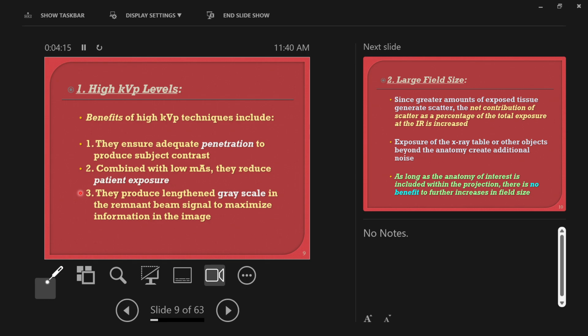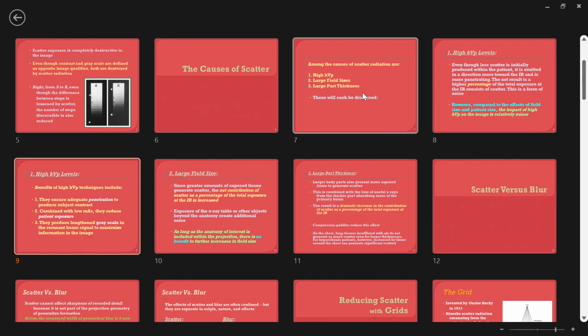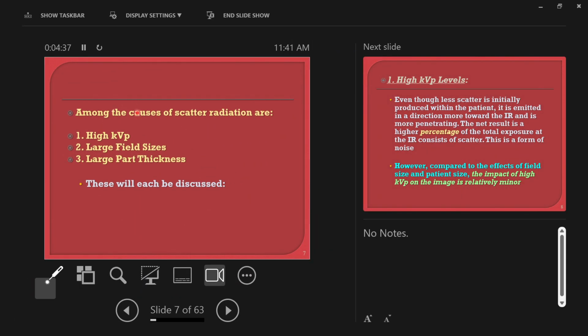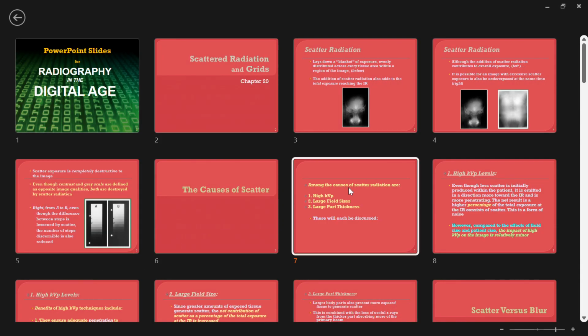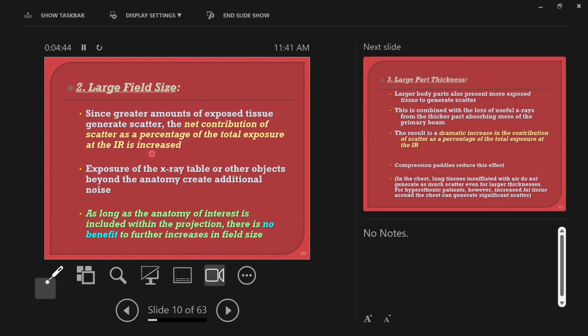kV lengthens our grayscale, okay, lowers our contrast. So if we want lower contrast in a particular image, like a chest x-ray versus a hand x-ray, you want lower contrast in the chest x-ray, so we use higher kV, understanding that we're going to produce more scatter, okay. Number 2 on here, things that produce more or less scatter, field size, okay. Larger field sizes produce more scatter. Greater amounts of exposed tissue generate more scatter.